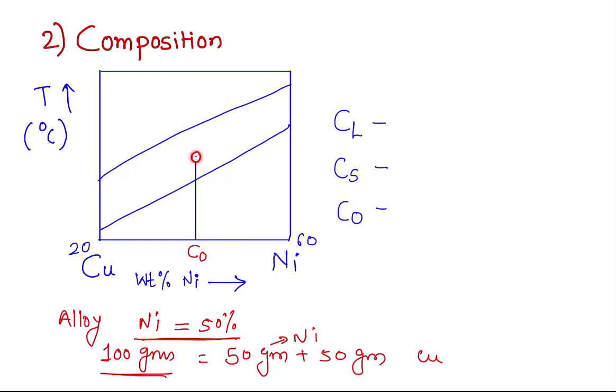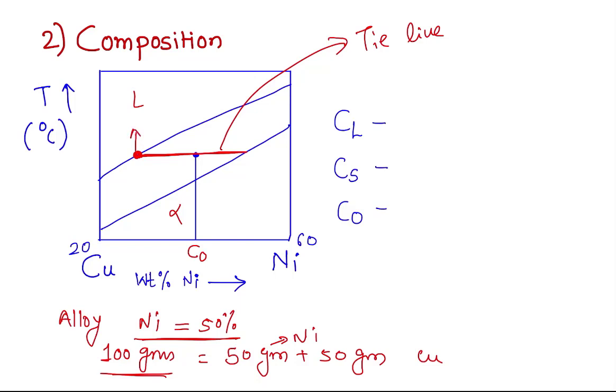What will happen here? At this point, since it is a mixture of liquid and solid, how much is the solid and how much is the liquid, that we can tell by one line that we call a tie line. For that, you have to draw a line which touches the solidus and liquidus boundary. So this is the tie line. This touches the liquidus here.